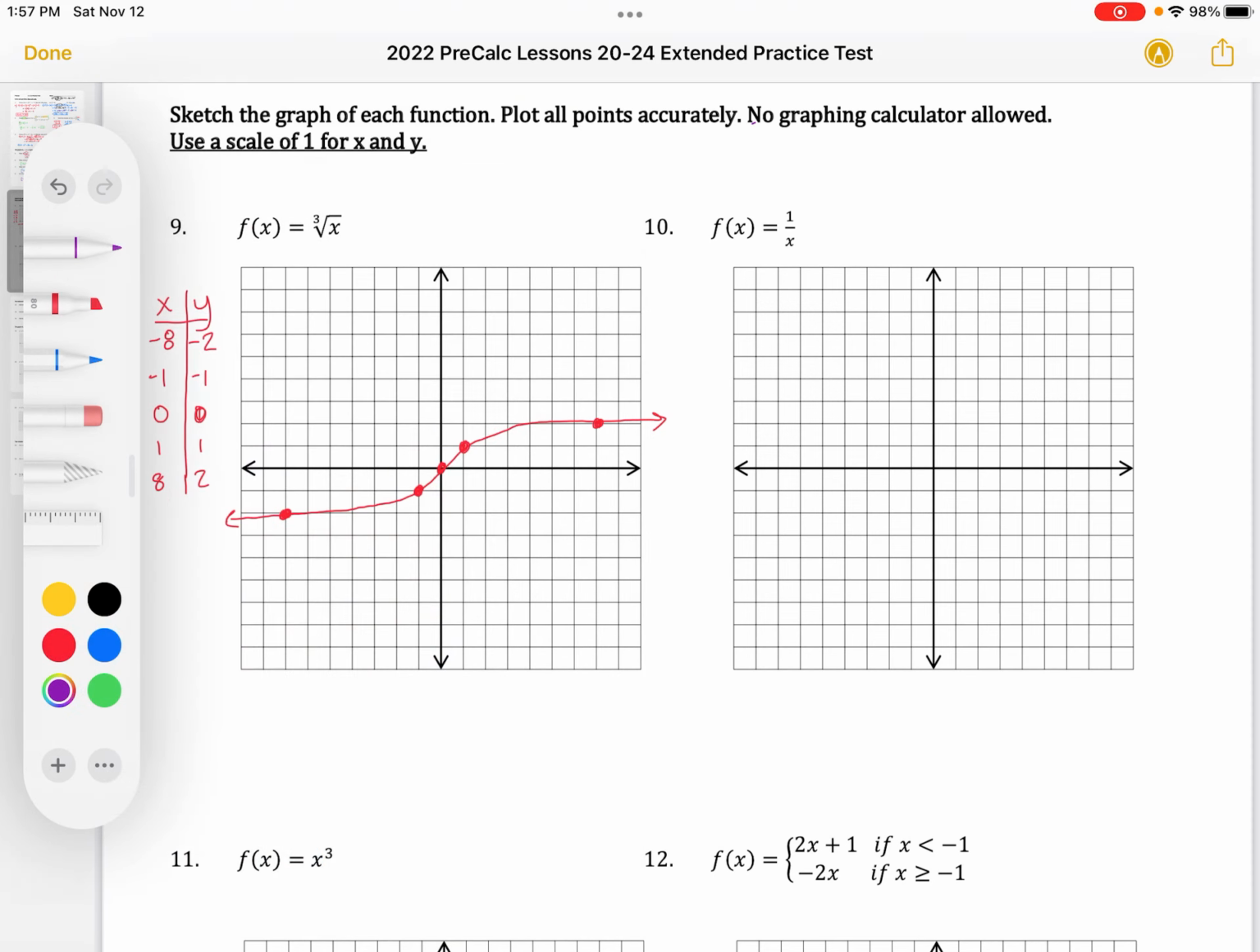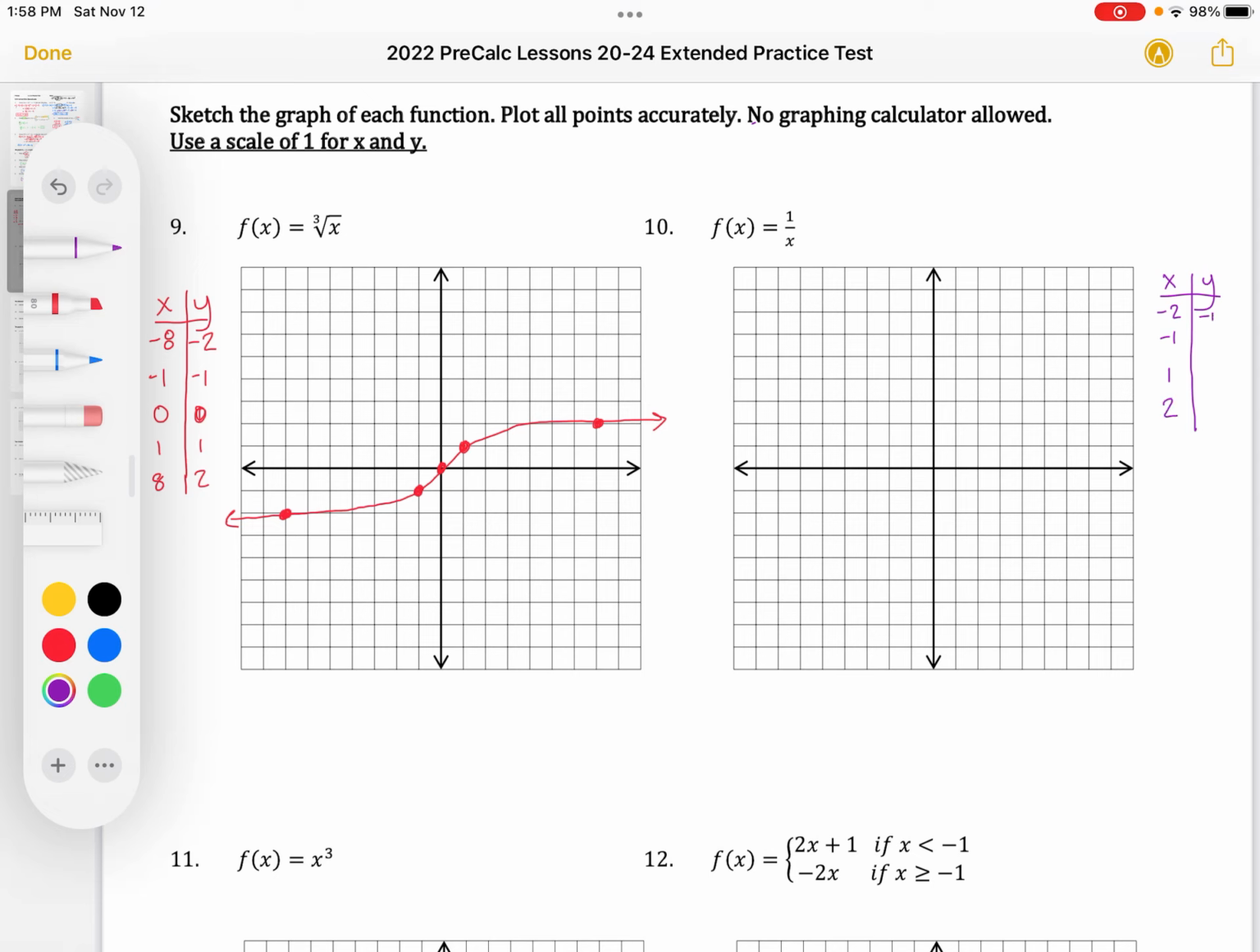All right, and this next one, I have a reciprocal function. So again, when in doubt, make a table of values. I'm going to use negative 2, negative 1. I'm going to skip 0 because notice if I plug 0 in here, I'm going to get undefined. So I'm just going to do 1 and 2.